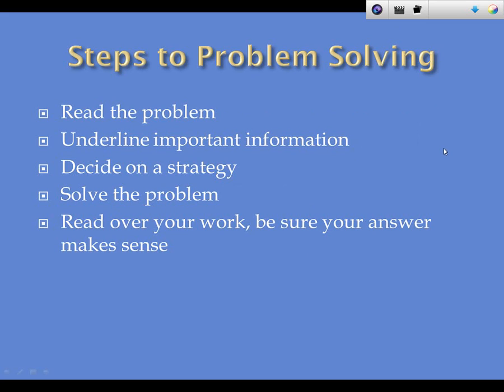Let's first look at the steps we're going to use to solve problems. The first thing we're going to do is read the problem. Underline important information. Next, decide on a strategy you'd like to use to solve the problem. After that, solve the problem. After you finish solving the problem, read over your work. Be sure your answer makes sense.